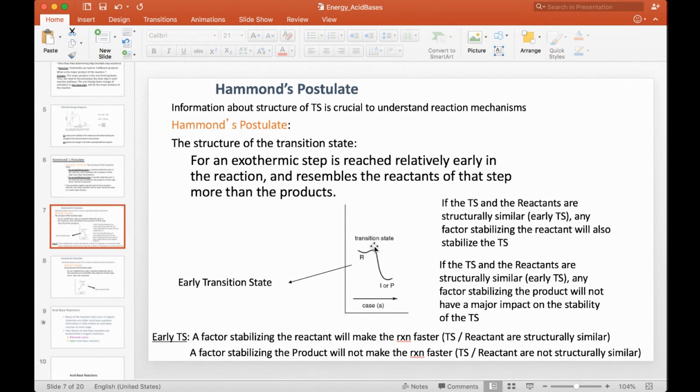If the transition state is stabilized, it will have lower energy. The energy of activation will be smaller for the reaction. On the opposite, any factor stabilizing the product, because the product structurally is not that similar to the transition state, will not make the transition state more stable because the structures are not alike. So any factor stabilizing the product will not make a difference in terms of reaction rates. Let me now give you another example.